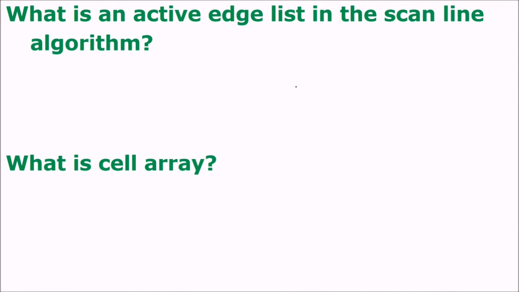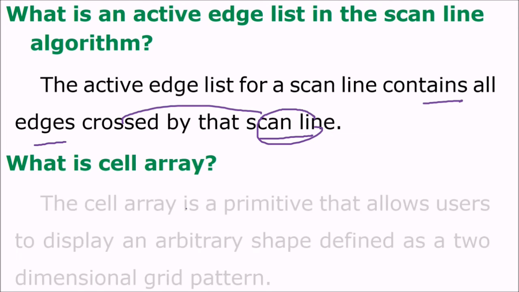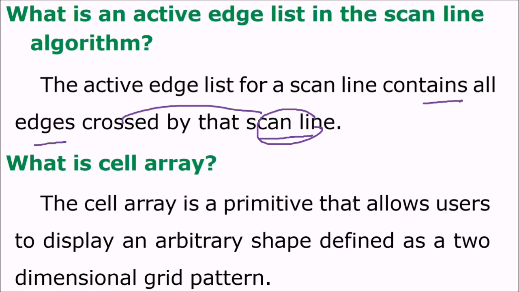Now, what is an active edge list in the scanline algorithm? The active edge list for a scanline contains all the edges crossed by this scanline. So it is the list of all the edges which have been crossed by that scanline. What is a cell array? A cell array is a primitive that allows the user to display an arbitrary shape defined as a 2-dimensional grid pattern like this.